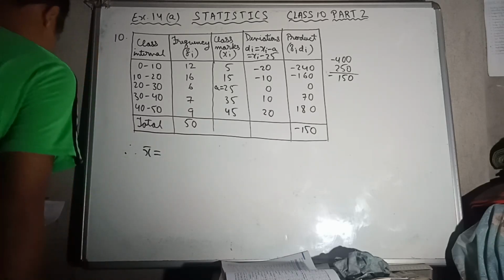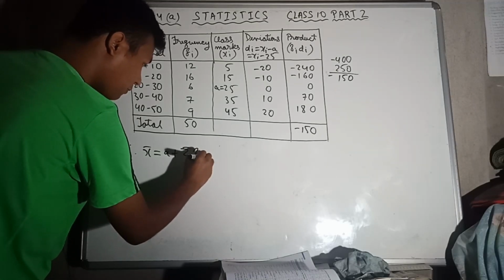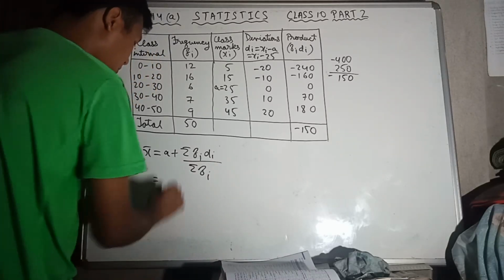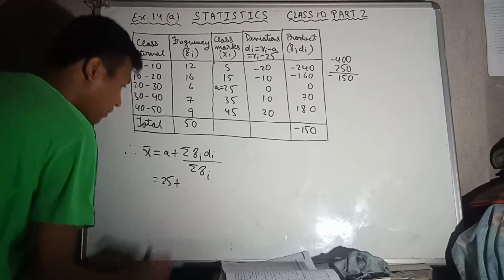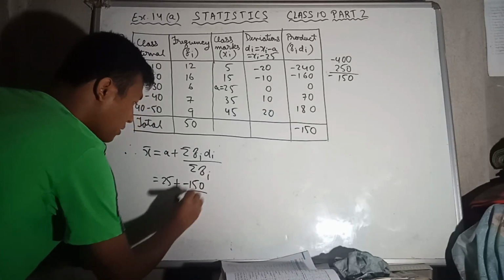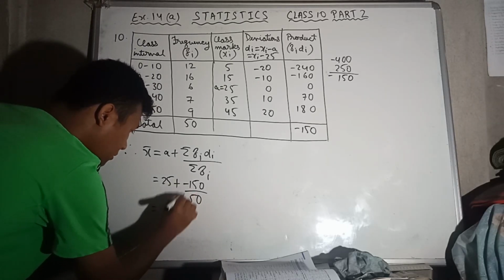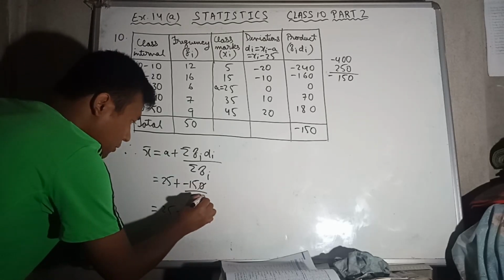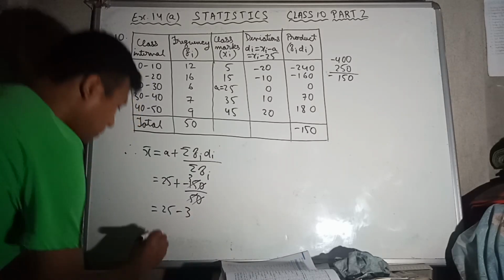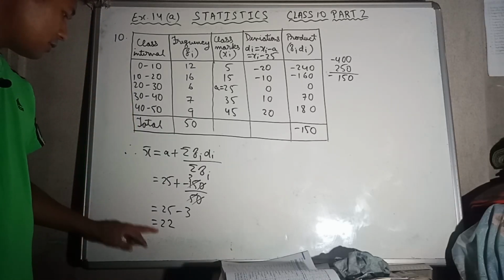Therefore, x bar is equal to a plus summation of fi di by summation of fi. So this is equal to 25 plus minus 150 divided by 50. Cancelling the 0, 15 divided by 5 is 3, so it is minus 3. 25 minus 3 is 22. So the mean is 22.